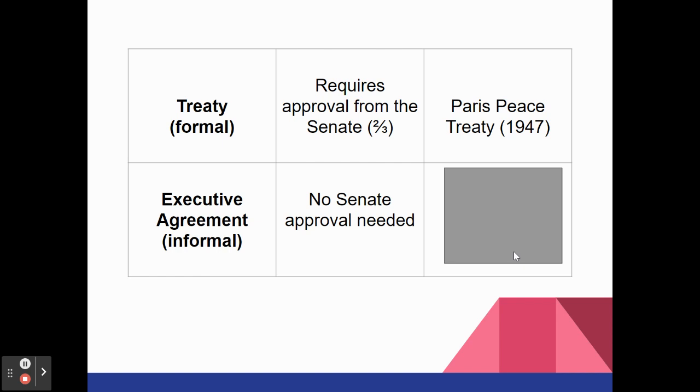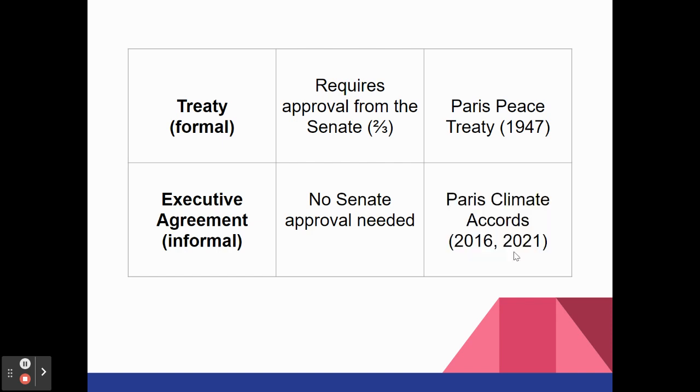So, if it's maybe controversial or you don't have the votes in the Senate, you don't necessarily call it a treaty, you call it an executive agreement. And because it's not an official treaty and it's more of an informal executive agreement, you don't actually have to go through the Senate approval process. An example of this would be the Paris Climate Accords.